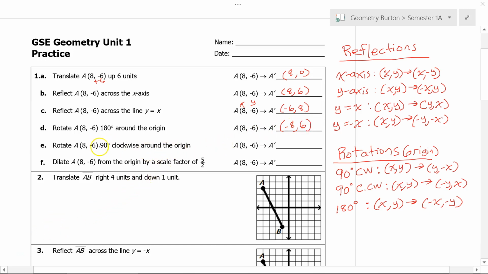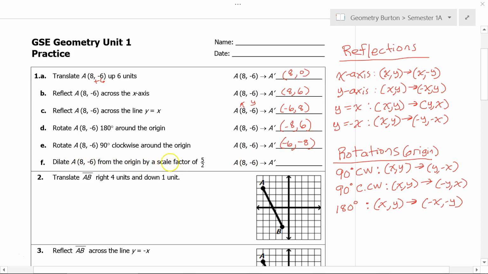Then you've got your 90 degree clockwise rotation. Remember, that's going to be y, negative x. So y is negative. Did I say negative x? I meant the opposite of x. Not negative x, opposite of x. So we're going to do y, which is negative 6. And then we'll do the opposite of x. And that would be negative 8.